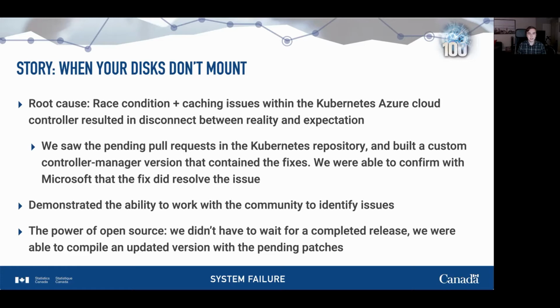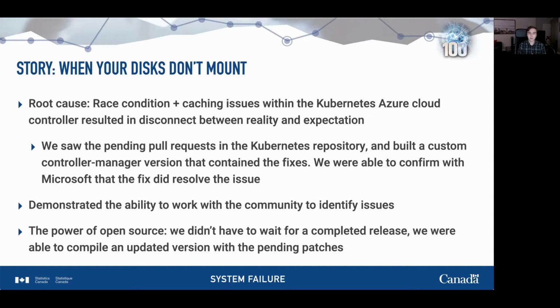resulted in some API issues because of cache inconsistencies between what Azure was reporting and what Kubernetes was reporting. We managed to see the pending pull requests in the Kubernetes repository, so we custom built the controller manager component of Kubernetes with the fixes for that. We did confirm with Microsoft, who were unsure whether they should send us the pending fixes or not.